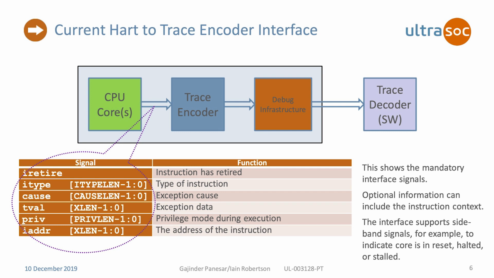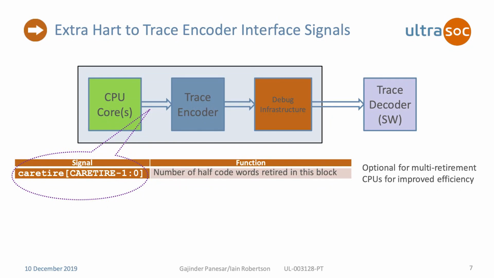multi-retirement, multi-issue CPUs, there is a performance efficiency gain that can be achieved by adding an additional signal which reports the number of instructions that retire in a cycle. The standard signaling for a multi-issue is to report the number of half words of instructions to cover, so it supports both the regular and compressed instructions. And you can do cycle accurate trace with that, but you're counting half words instead of instructions, and so the count values are larger, the efficiency is lower. So this is an optional enhancement to improve the efficiency.